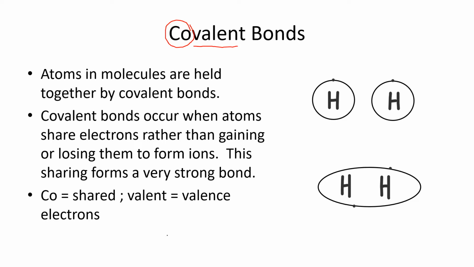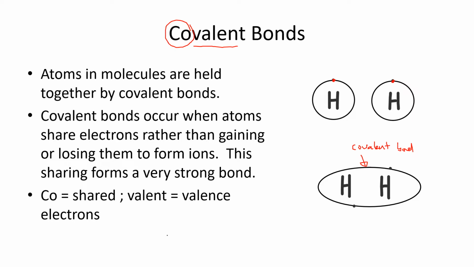So you can start off with the hydrogens here. You've got two valence electrons. These are individual hydrogen atoms. And then when they bond together, this here will now be a covalent bond because they are sharing their valence electrons as one orbital that holds them both together.